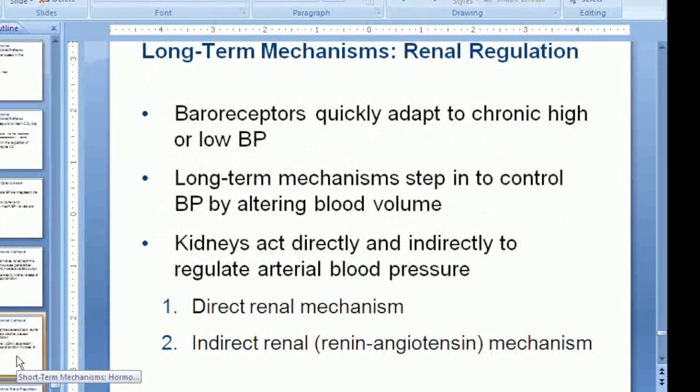Okay, long-term blood pressure regulators. Well, see, the baroreceptors are quick to adapt, so that long-term they're not of use. What is of use is the kidneys.